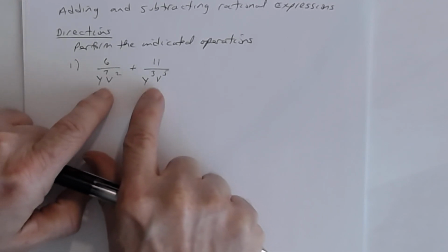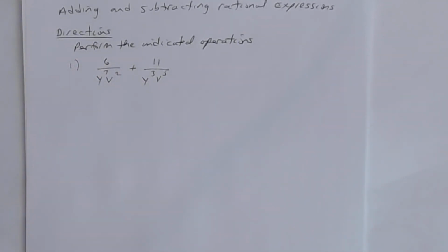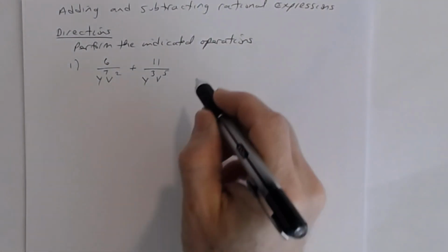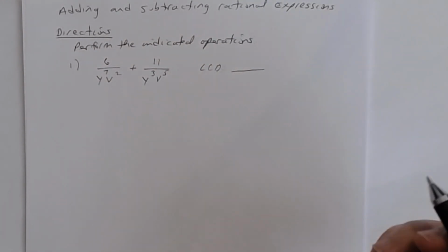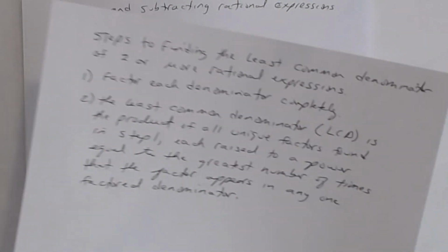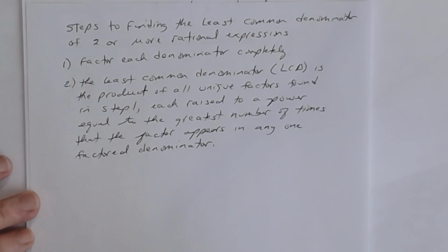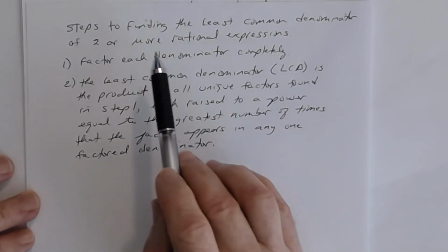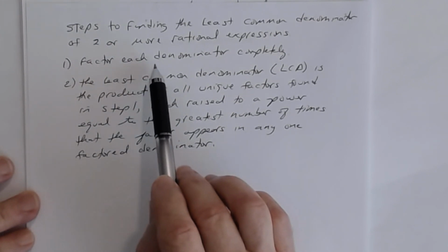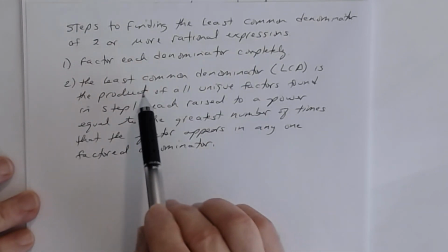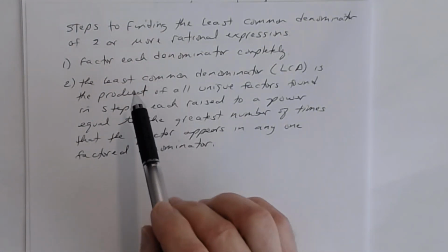Somehow we have to get these denominators to be the same, and that's where the least common denominator comes into play. So the first thing you have to do is find the least common denominator. Now remember, in a previous lesson, the steps to finding the least common denominator of two or more rational expressions. First thing you do is you factor each denominator completely. Not the numerator, just the denominator.